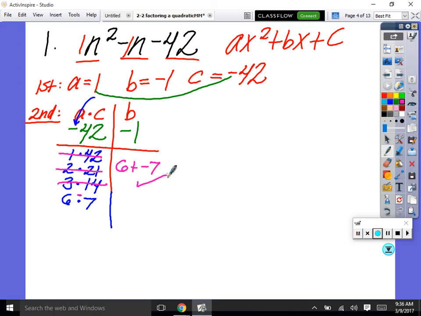Now let's check. You have to check. The positive 6 times negative 7 equals negative 42. Yes, guys, 6 times negative 7 is negative 42. So I put a check mark. And then also 6 plus negative 7 equals negative 1. So do you see our 2 check marks? That's how we know those are the factors we're going to use. 6 and negative 7. Now from there, you would do your next step, which is our third step, which is what I call drop and break.